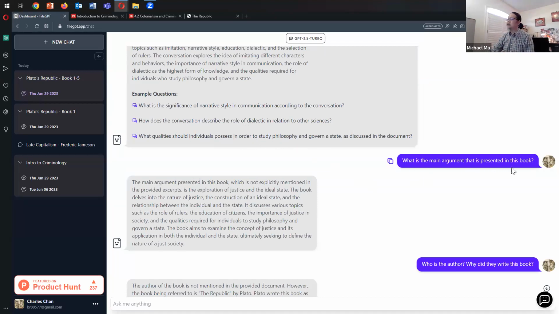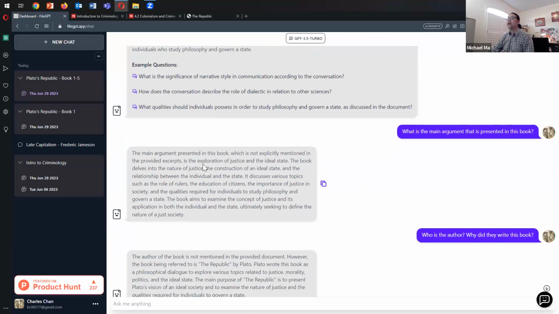What's the main argument that's presented in this book? Okay, it says the main argument, which is not explicitly mentioned, is the exploration of justice and the ideal state. Bam, that's very good. That is actually what the whole book is about, right? All 5 books, or chapters, if you will. The book delves into the nature of justice, the construction of the ideal state, the relationship between the individual. Yes, absolutely. So very good.